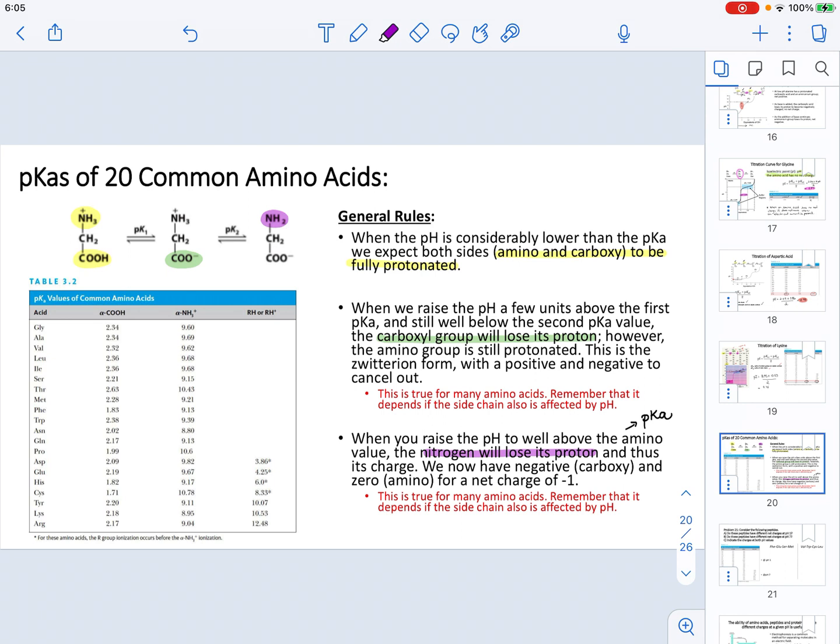Okay? Understand that under the first conditions, the overall charge for your amino acid is going to be positive. The Zwitter ion is going to be zero charge. When we have specifically the last case, we're going to have a net charge of negative. And again, this is when we're looking specifically at the amino acid by itself.